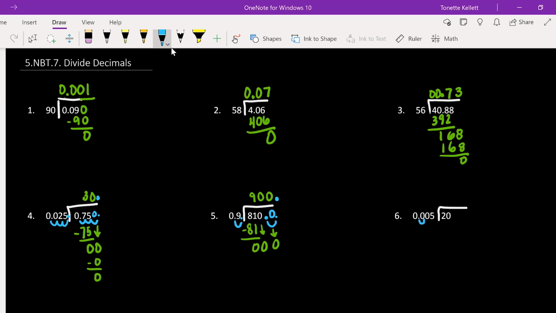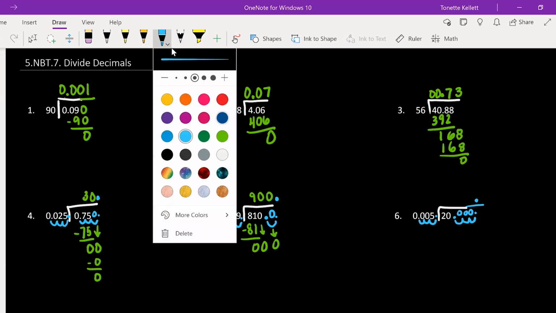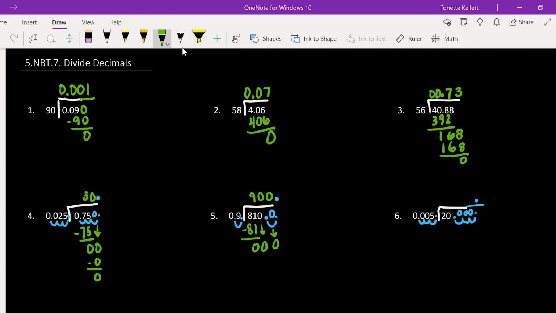This time you're moving it 1, 2, 3 spaces. That's multiplying it times 1,000. There's no decimal again, just like the horse's tail. We stick it at the end. 1, 2, 3. We're going to add 3 zeros. We're going to bring that decimal straight up and extend the bar. And we'll be ready to divide.